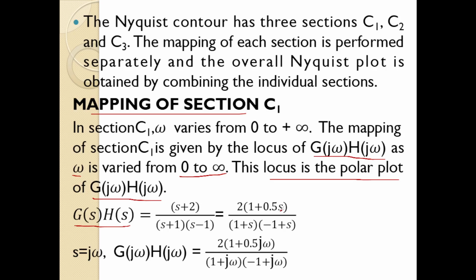I have taken 2 common in the numerator, so I have got 2 into (1 + 0.5s). In the denominator, where it is s + 1, you can simply write 1 + s. Where it is s − 1, you can write −1 + s. Now replace s by jω. If you replace s by jω, you will get G(jω)H(jω) = 2(1 + 0.5jω) / ((1 + jω)(−1 + jω)).